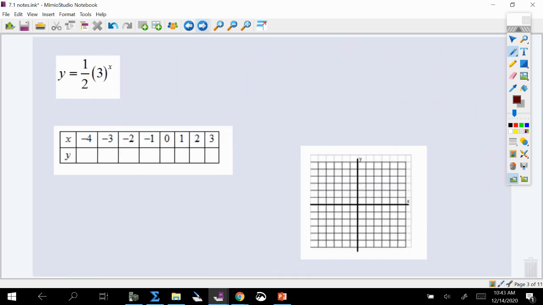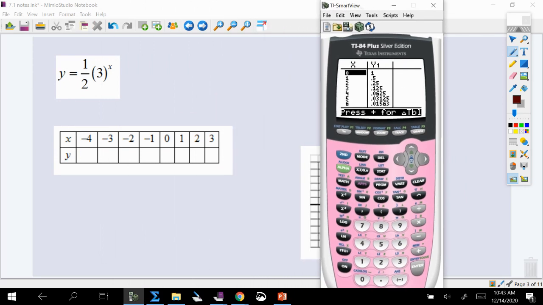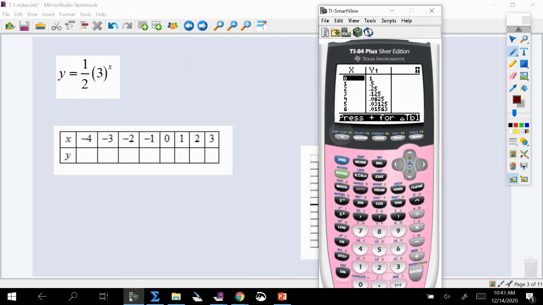So let's do this one. We're going to grab our calculator again. So we're going to go to y equals. We're going to type in 1/2. I do think it's nice to put fractions in parentheses, and then times 3 to the x. I know this has the 3 in parentheses, but I actually don't think it's necessary to do that. If I hit graph, I'm going to see a picture. And here you'll see this picture. It's growing again very rapidly.